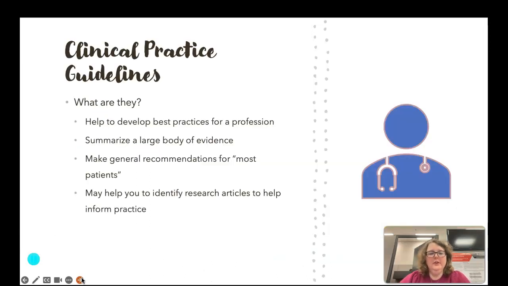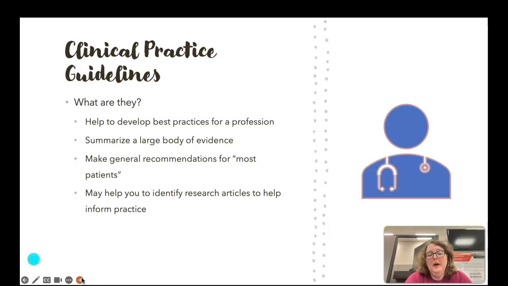We also have clinical practice guidelines. Clinical practice guidelines help to develop best practices for a profession. They summarize a large body of evidence, and they make general recommendations for most patients who meet the inclusion and exclusion criteria for the clinical practice guideline.